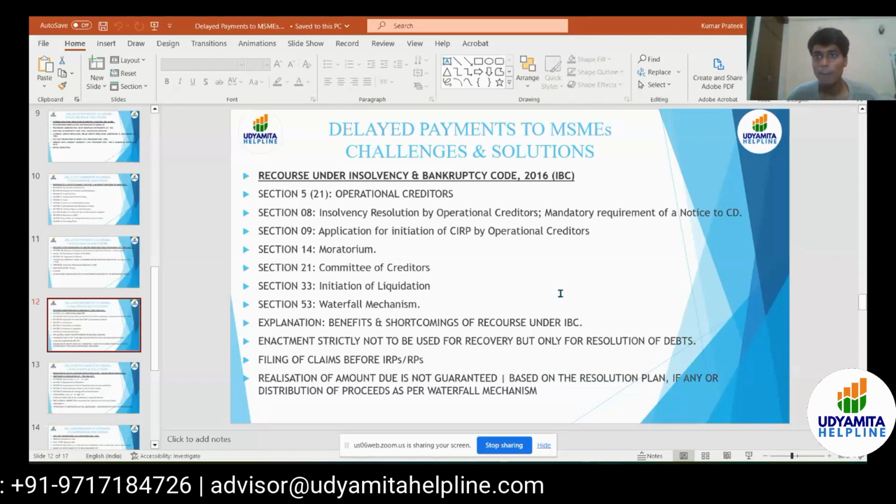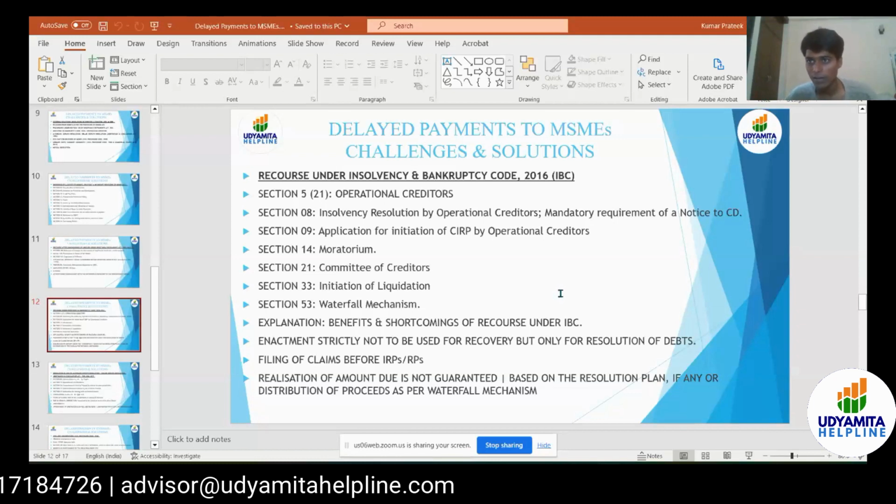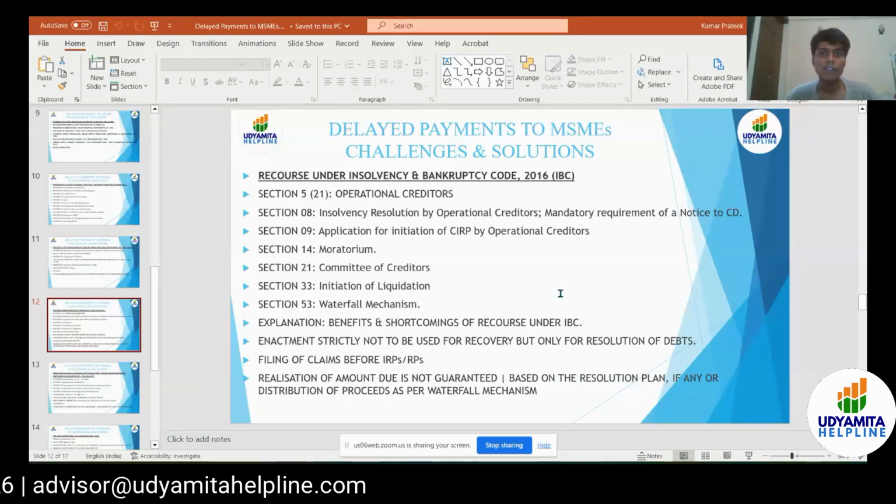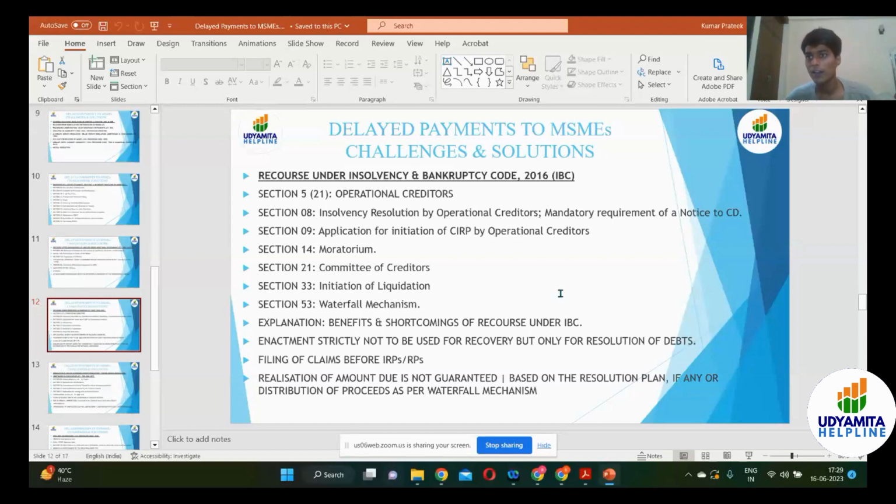The waterfall mechanism also checks that the operational creditor cannot get less than the amount they would have gotten in case the company had gone under liquidation, right? So if the assets of the company surpass the total debt of the company, then as per the liquidation you would have gotten your amount, right? Because all the assets are sold off in the event of liquidation, right? When the company goes into liquidation, all the assets and all the things that the company possesses are sold off, and the debts are paid, and the company is wound off, right?